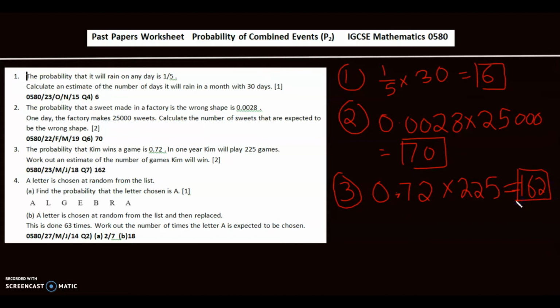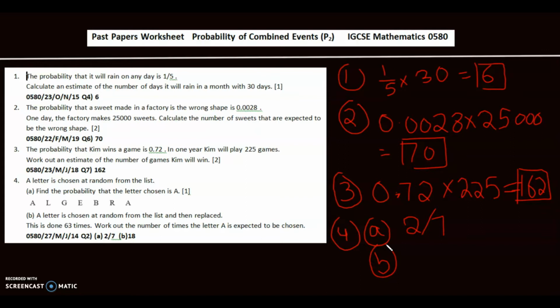Okay, and then in question 4, a letter is chosen at random from the list. Find the probability that the letter chosen is A. So in part A, how many letters have A? That's 2 letters. And how many letters do we have in total? That's 1, 2, 3, 4, 5, 6, 7. So the answer is simply 2 upon 7. For probability, we do favorable outcomes over total number of outcomes. So the number of favorable outcomes is 2 and the total number of outcomes is 7. So the probability is 2 upon 7.